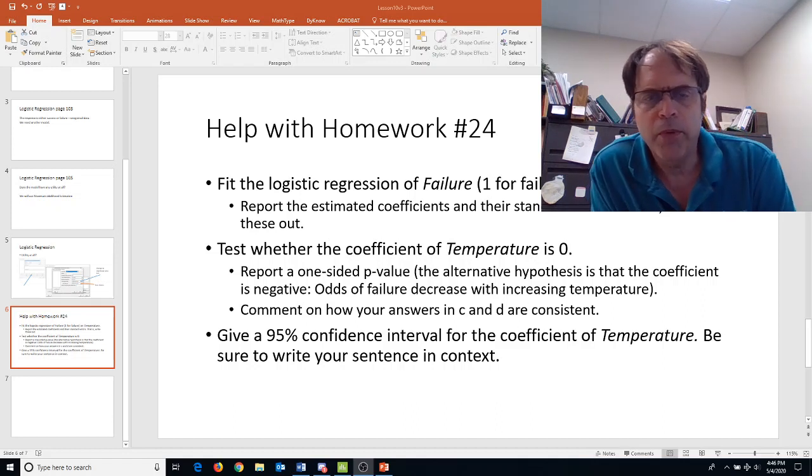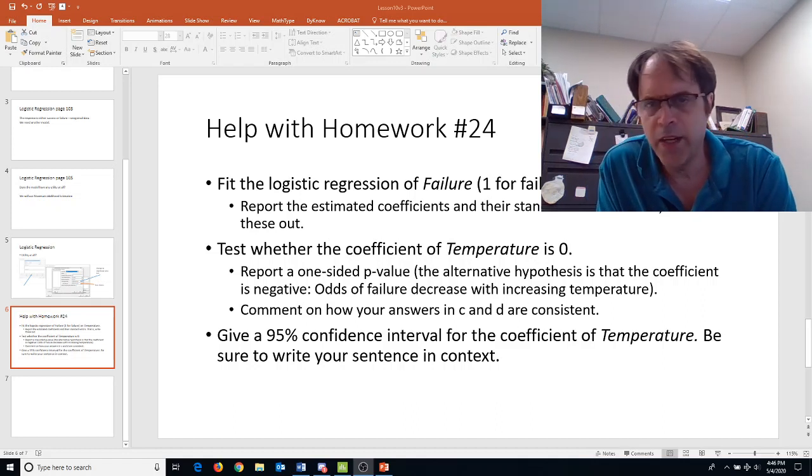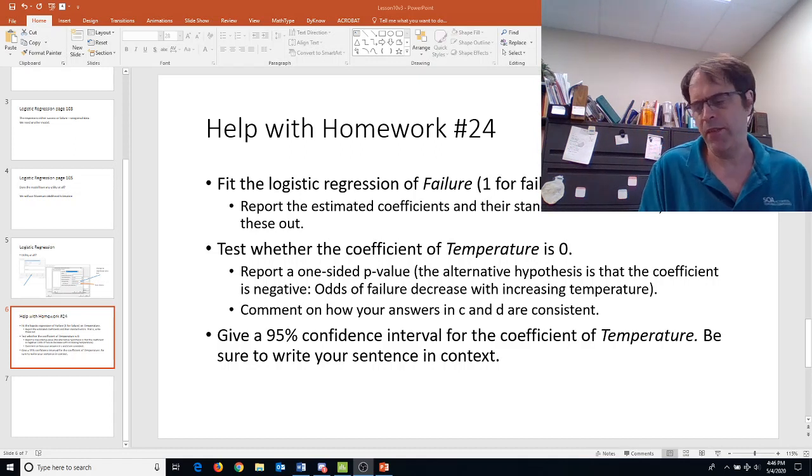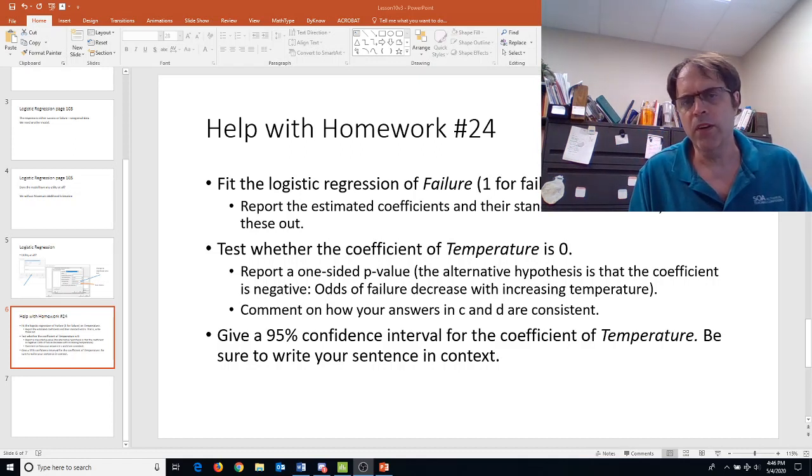Let's give a little help with homework number 24. To help us do that, we'll answer the questions for a similar data set, and that's from the Titanic data.